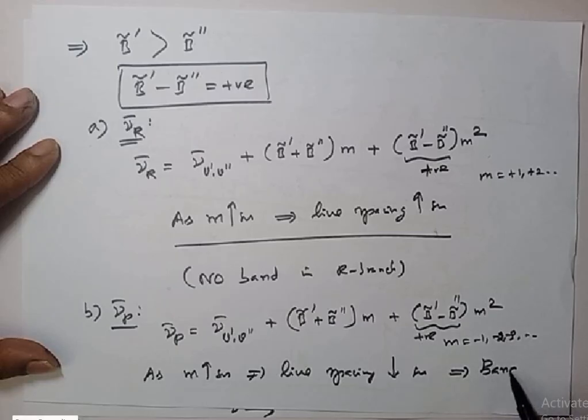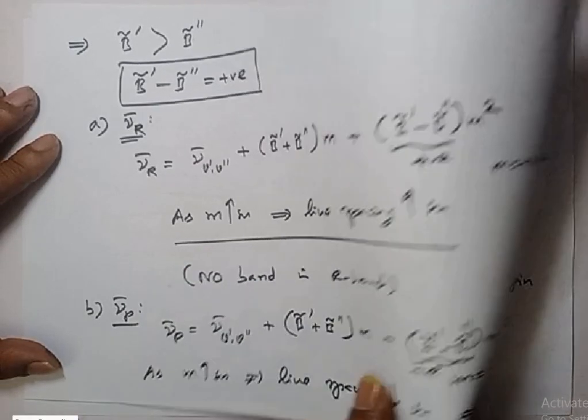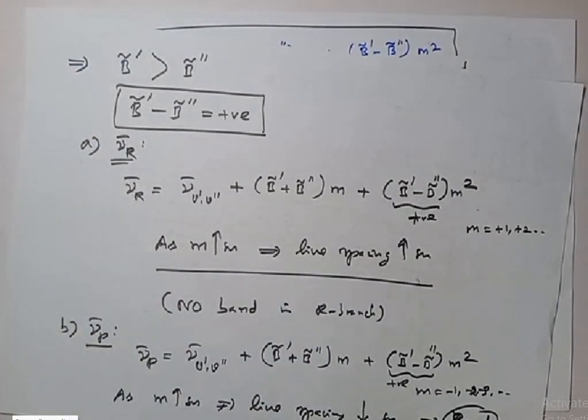Line spacing decreases, and we get a band head. We get a band in the P branch side. Let me write on the next page. We get a band head, and we get a degradation in the higher frequency side.